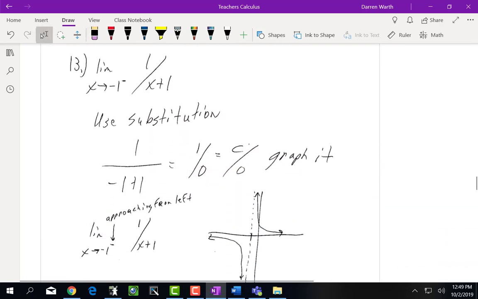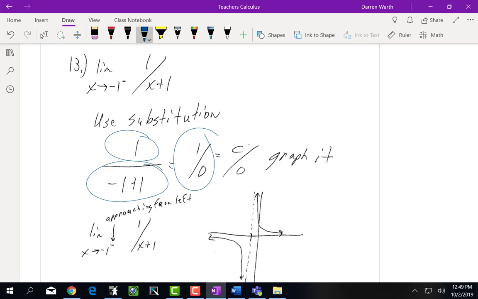On this next one, number 13, it says I want to find the limit as x approaches -1, and it looks like I'm approaching this from the left, of 1 over x plus 1. So I'm going to go ahead and substitute that number in. When I substitute in my -1, -1 plus 1 is going to be 0. I get 1 over 0, which is a constant over 0. So I know that it's either going to infinity, -infinity, or it does not exist.